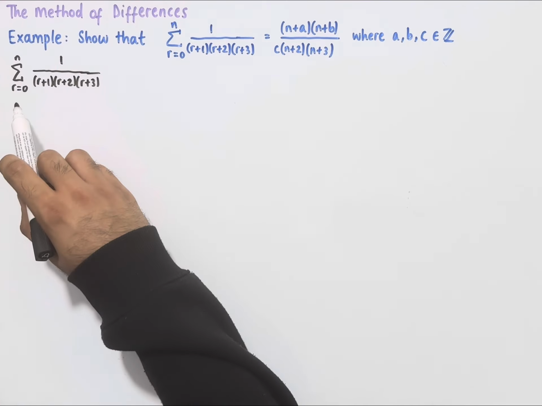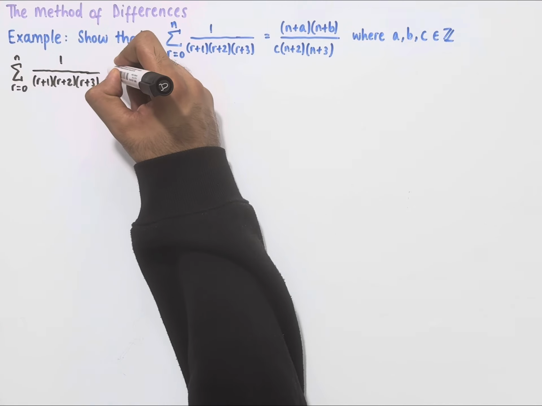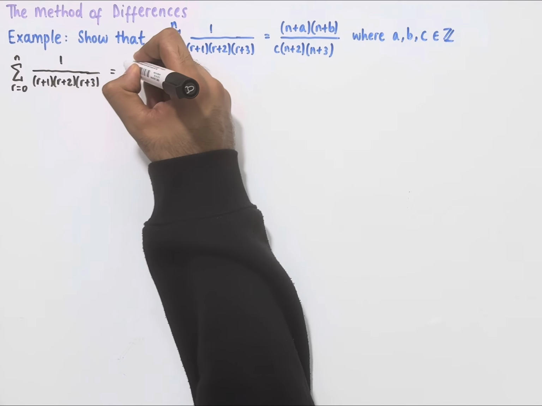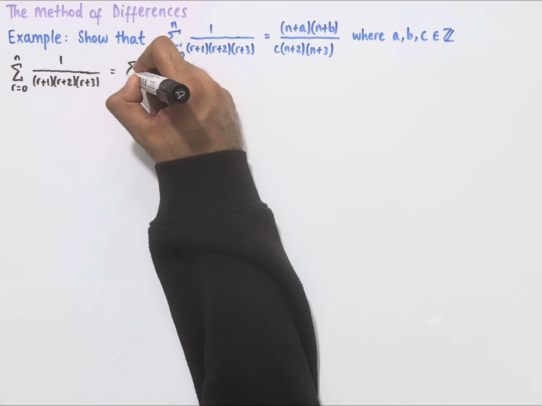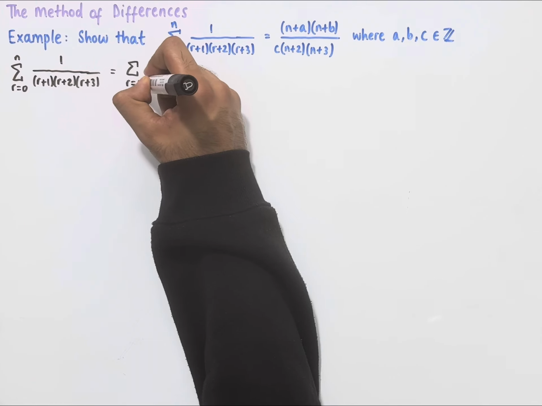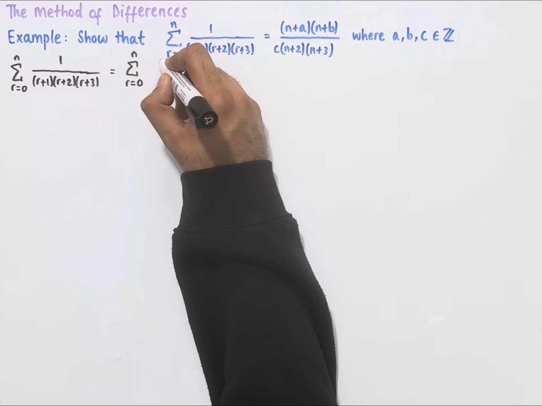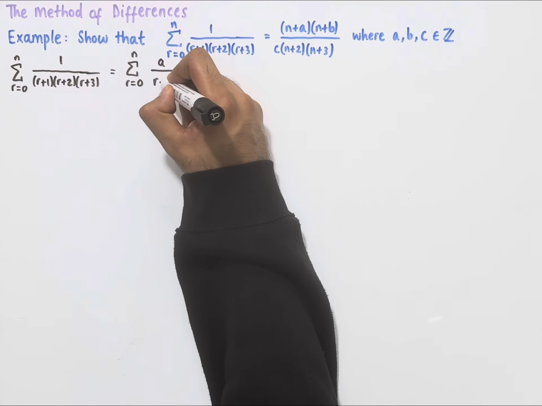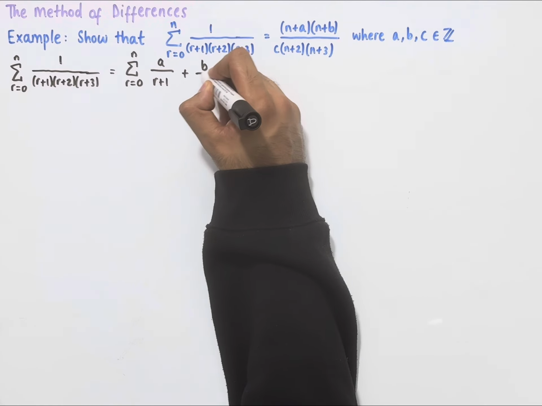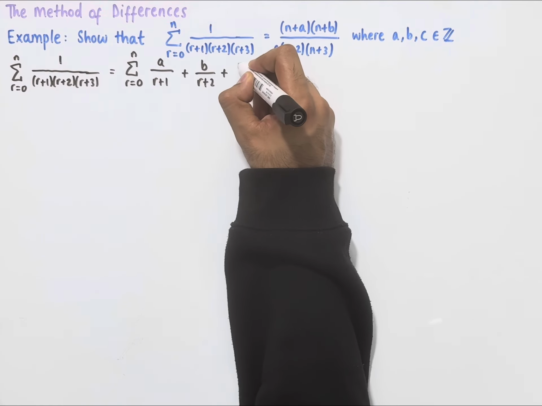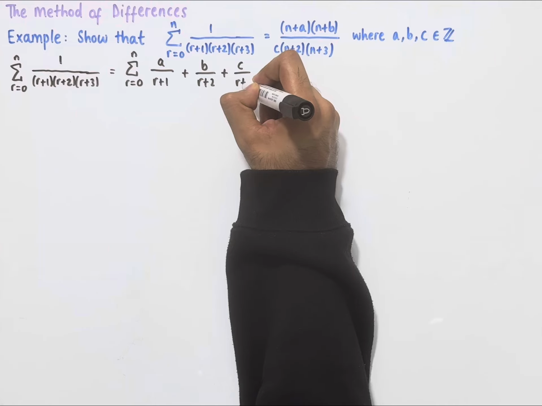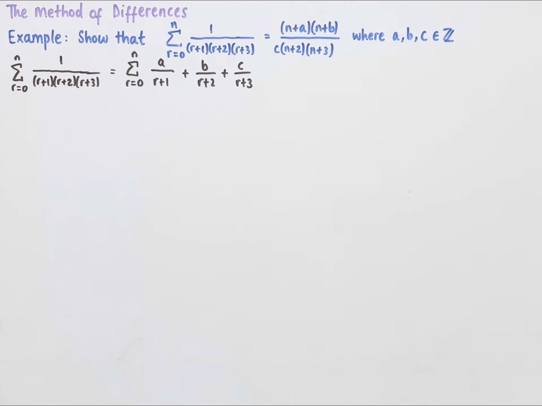For the first step, we're going to rewrite the series using partial fractions. So this series can now be written as the sum of r equals 0 to n of a over r plus 1 plus b over r plus 2 plus c over r plus 3, where a, b and c are values that we're going to work out.